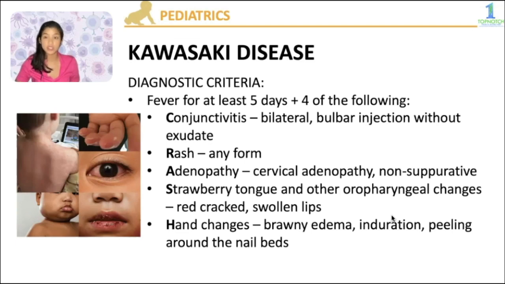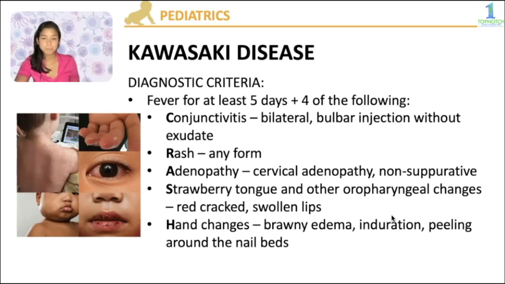So C, conjunctivitis, is usually bilateral, bulbar injection without exudates, rash of any form, adenopathy, so cervical adenopathy, strawberry tongue and other oropharyngeal changes. You will usually have very red, very cracked, very fiery swollen lips. And you will also have hand changes, things like peeling and desquamation of your hands and your soles.